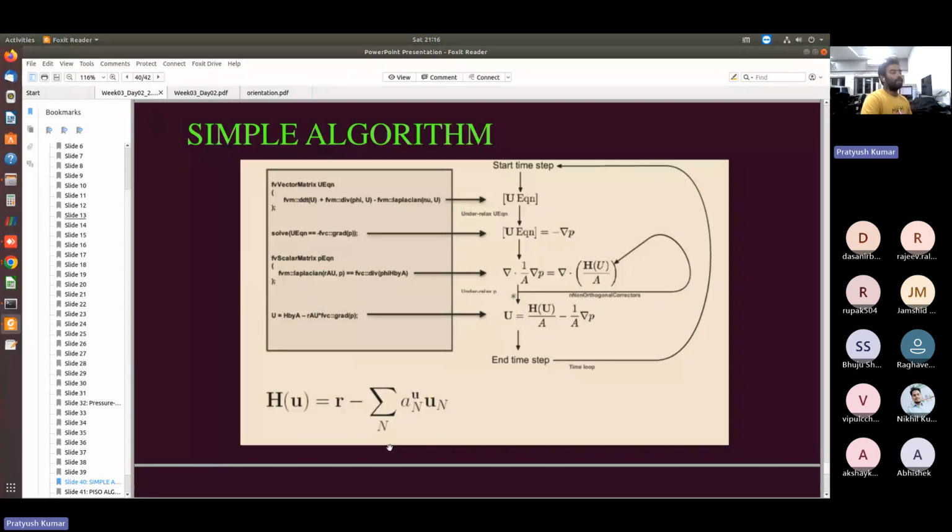Here again, this HU that I mentioned is equal to R minus AN into this neighboring cell value. R can be any forces, any body force, or any kind of source term that you are specifying here; that can be given in the R term. So this is the algorithm for SIMPLE.